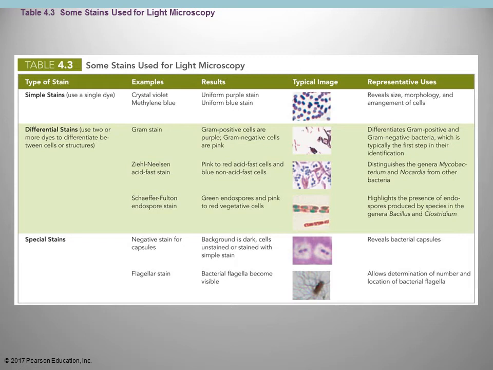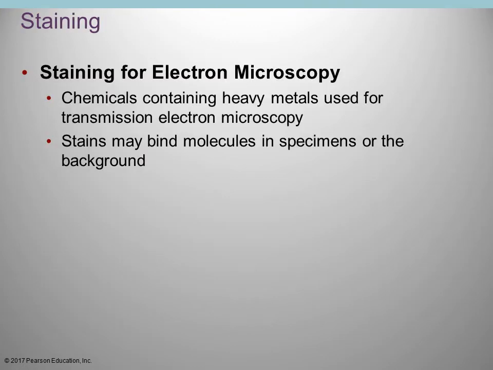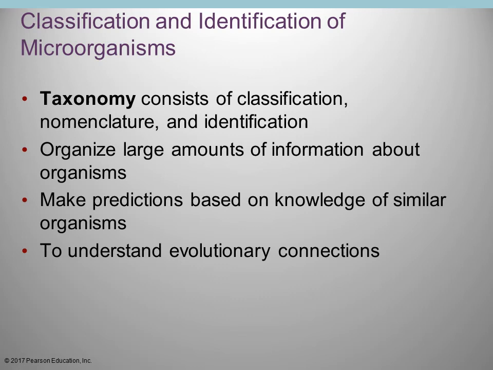So this table is just showing some of the stains that are used in light microscopy, your simple stains, your differential stains, the special stains. Of all of these, I would say your gram stain is the most important for diagnostic purposes in microbiology. Staining for electron microscopy. Here, the chemicals are going to use heavy metals, certainly with transmission. And like I say, the process of preparing the sample is going to kill the sample.